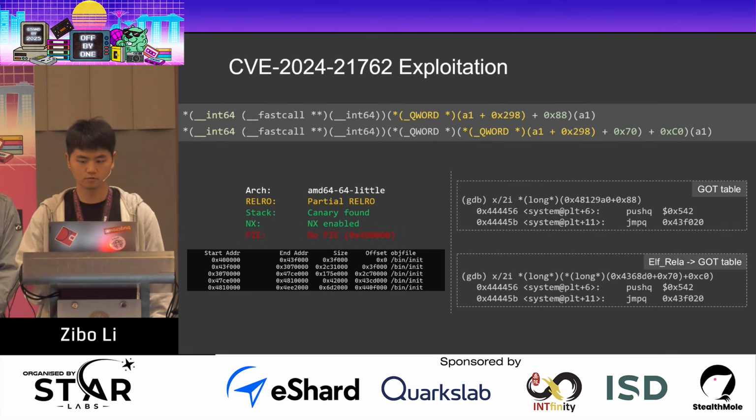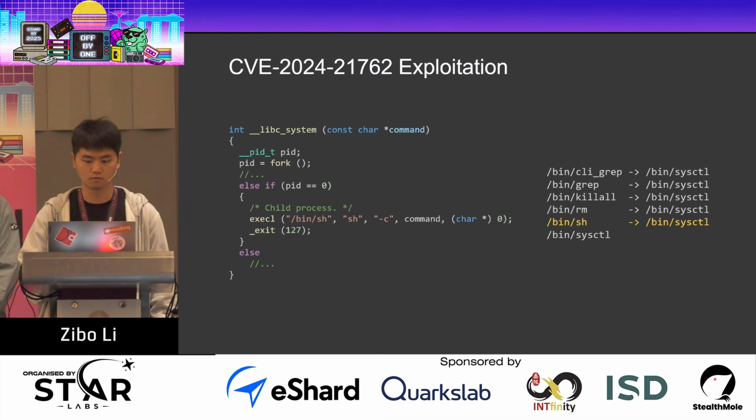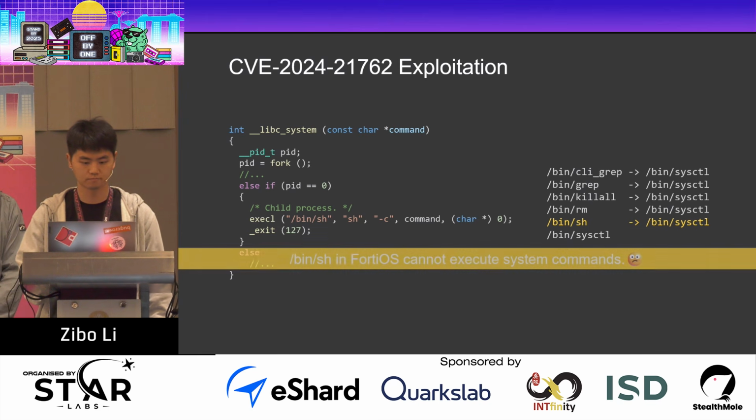The slide shows 2 of these calls, but setting up multi-level pointers on the heap is not easy. Luckily, PIE is not enabled, so we can take advantage of the ELF structure itself to build second or even third level pointers to eventually point to any function in the GOT table. The libc wrapper for the system function is based on /bin/sh, but in FortiOS, /bin/sh is a symlink to /bin/sysctl, which doesn't actually support executing system commands.